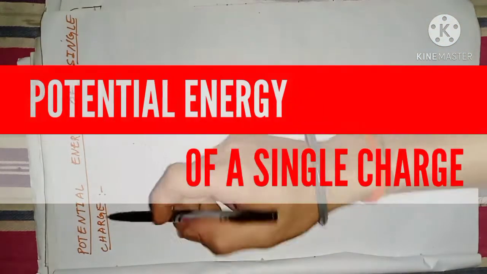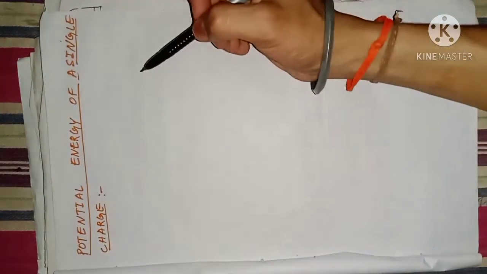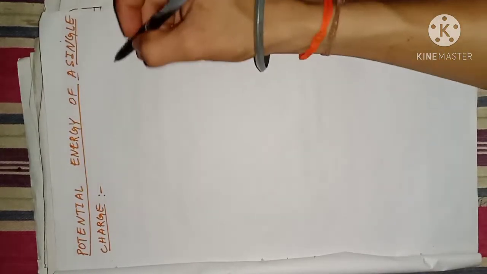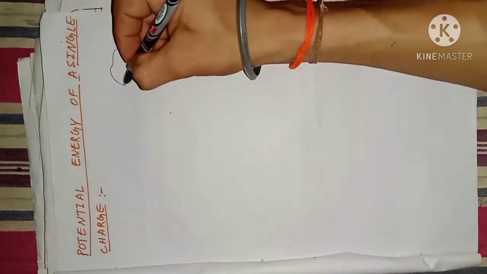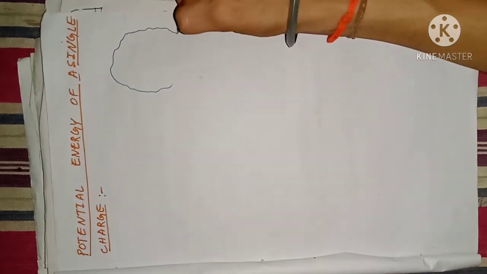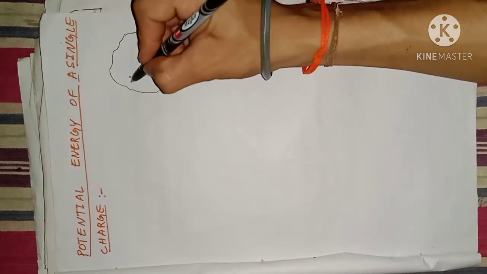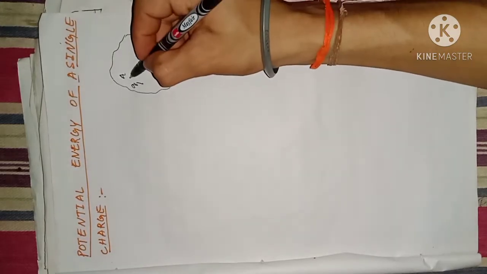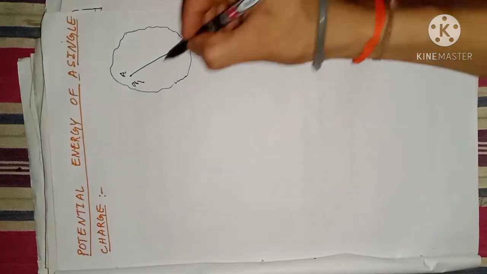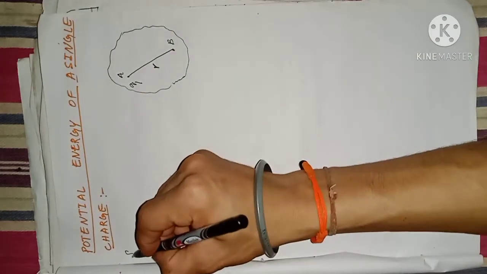Before proving the potential energy of a single charge by finding the derivation, let us draw a diagram. You need to draw with pencils. I have drawn with pen. So suppose this is a rough surface having charge q1 at point A, and suppose this is a point B at a distance r. Okay, so let us consider the solution.